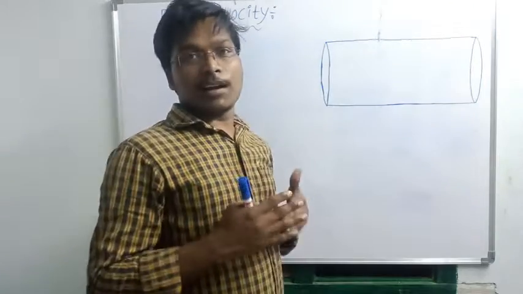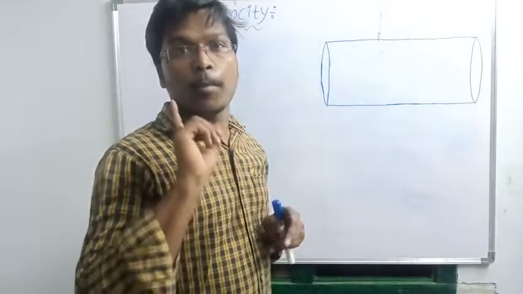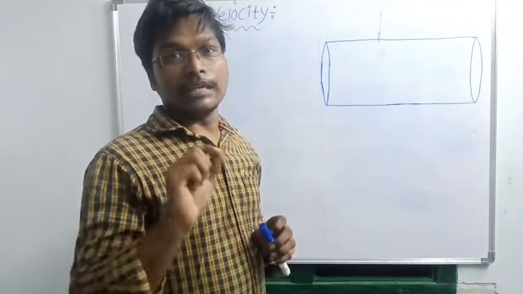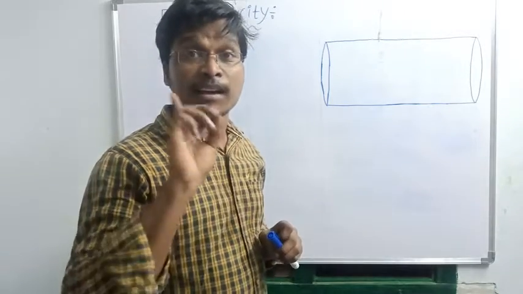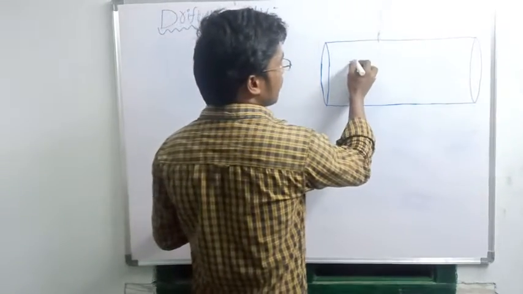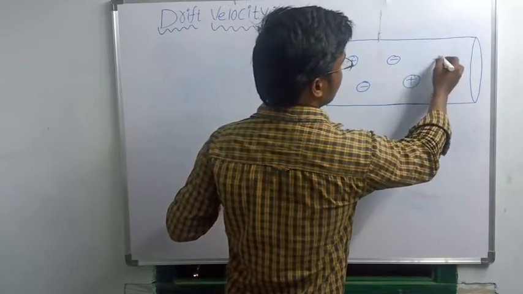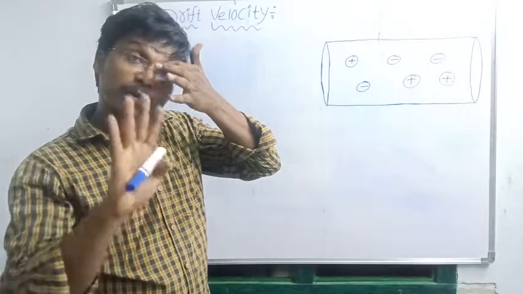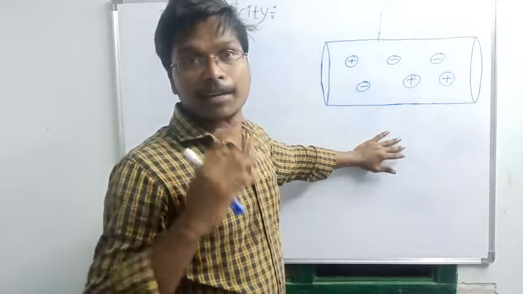Each and every conductor has two types of charged particles: the first one is a positive charged particle and the second one is a negative charged particle. So this conductor has positive charged particles and negative charged particles. Here you can remember, a conductor has two types of charged particles.